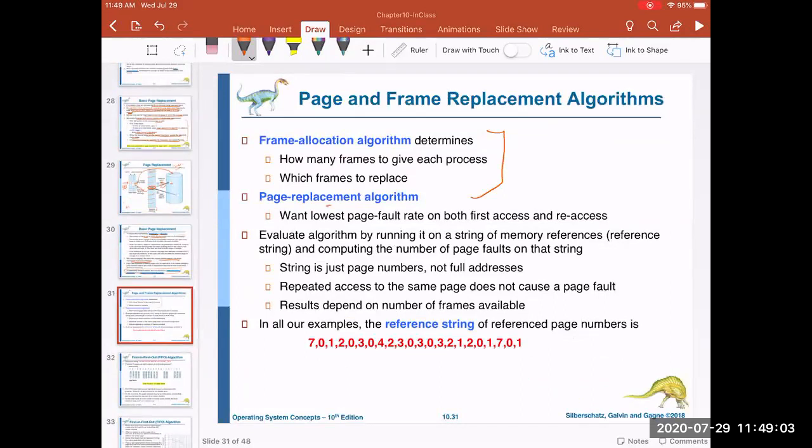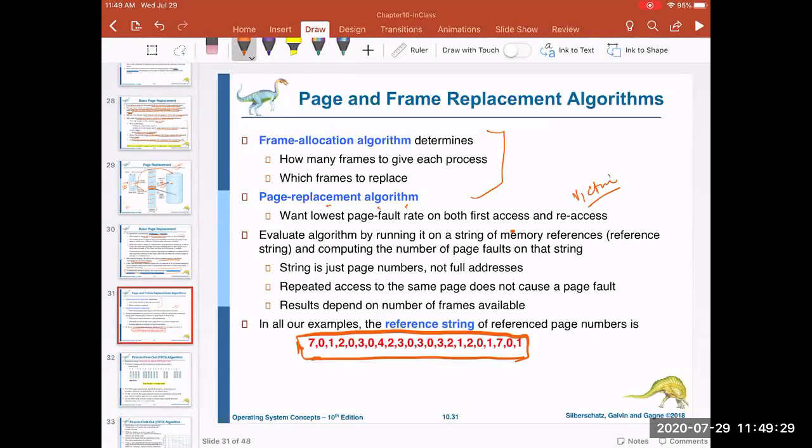So the page replacement algorithm wants to know about the victim. Who is the victim frame? Which one is the victim that we have to remove? We want the lowest page fault rate. To evaluate it, we have a reference string, and we are going to use this reference string to evaluate different algorithms.